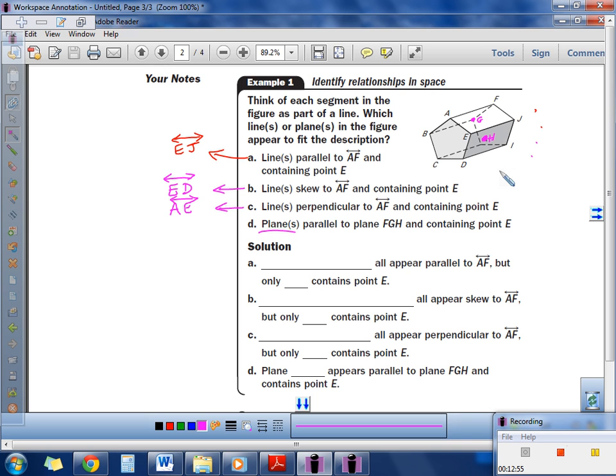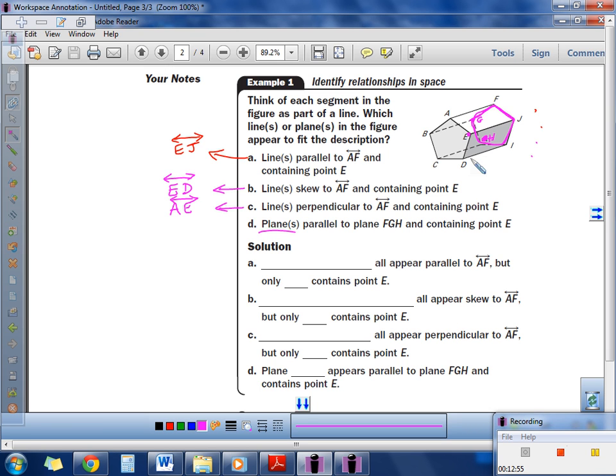Can everybody see which plane they're talking about? It's actually that pentagon in the back. That whole plane is the one they're trying to get you to focus on. We have to go through point E, though, to have another plane parallel to it. How would you name it?